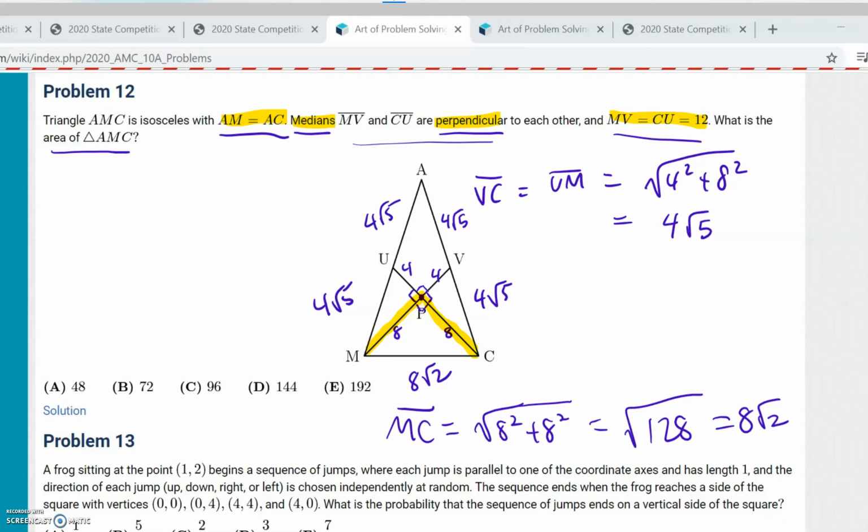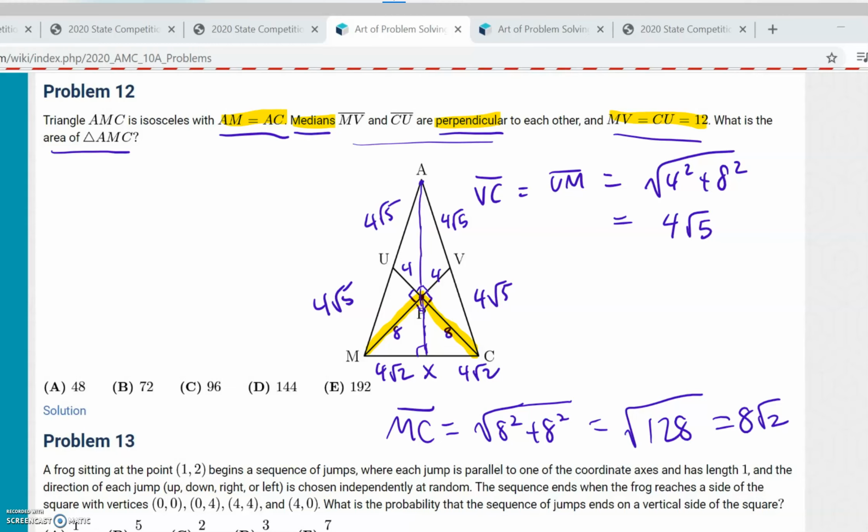And finally, since this is an isosceles triangle, if we drop an altitude down from A down to side MC, it divides MC perfectly in half. So MC is 8 root 2, but we're going to have 4 root 2 and 4 root 2 here. So now we can use the Pythagorean theorem to find the length of the altitude from A down to MC. And I'm going to call this AX.